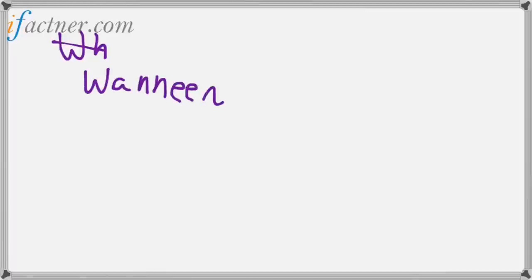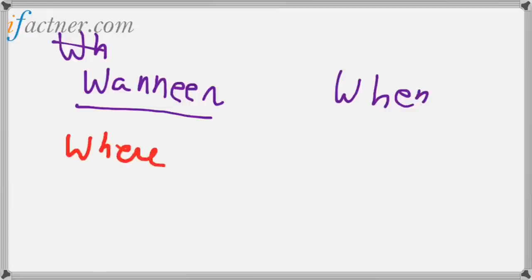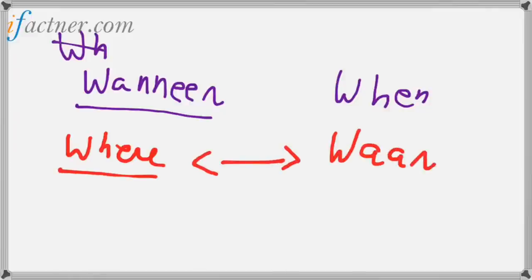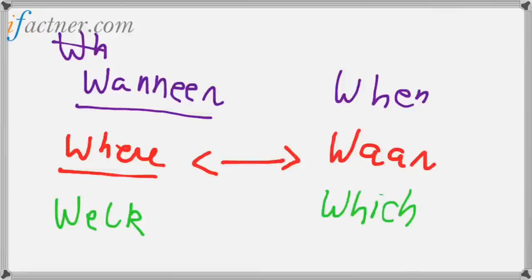And then we have got wanneer, which means when. Wanneer. When. And then another question word is where. And in Dutch we ask waar. And the last one is which means welk, which. So these are the question words.